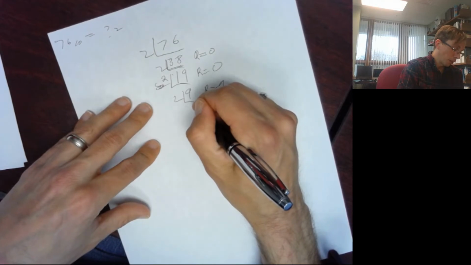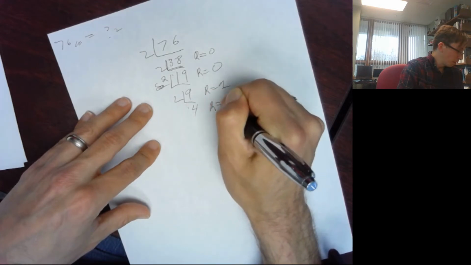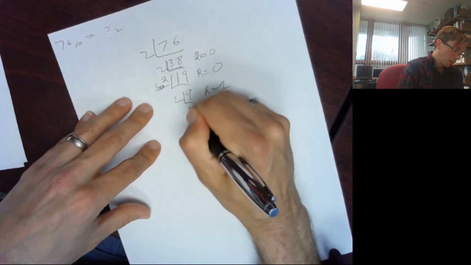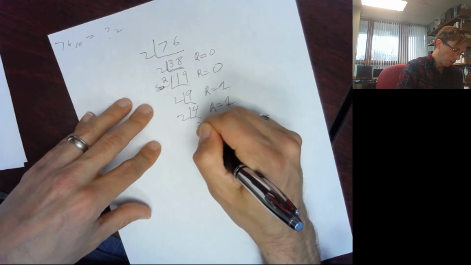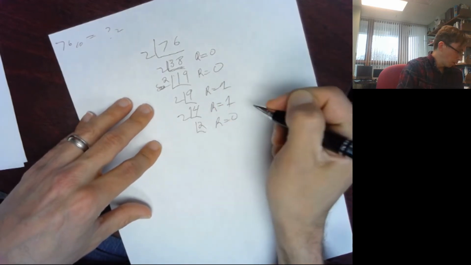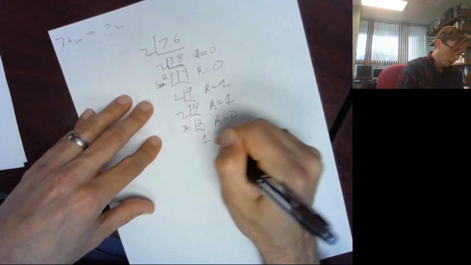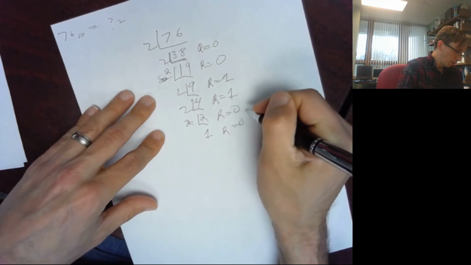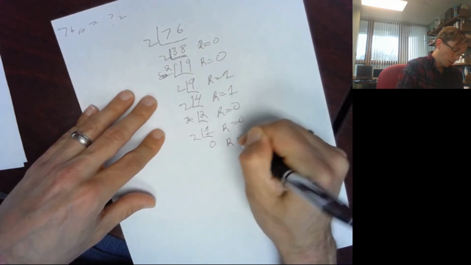That'll give us a quotient of 4, all right, and a remainder of 1. Now divide that by 2. That goes in there. That gives us a quotient of 2 and a remainder of 0. Divide by 2. That'll go in there once. Give us a remainder of 0. Divide by 2. Doesn't go in there. It gives us 0. So a remainder of 1.